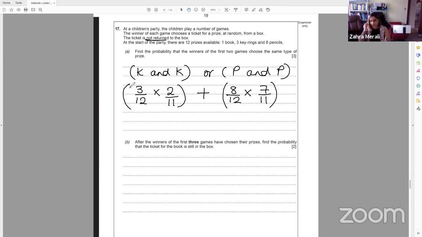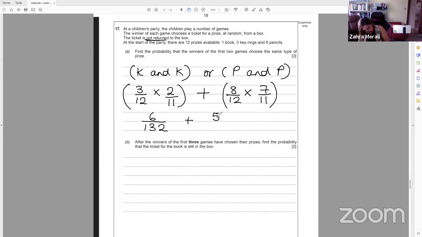So we've got 3 times 2, and when you multiply fractions, you multiply the top and you multiply the bottom. So 3 times 2 gives you 6, 11 times 12 gives you 132. Then you've got 8 times 7, so 8 sevens, which gives you 56. And then when you add those up, have I got that right?